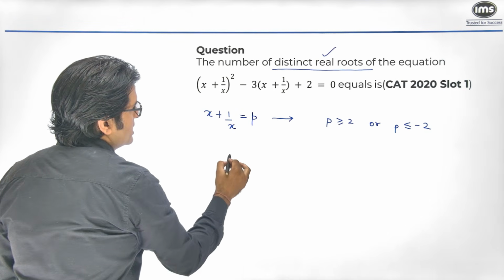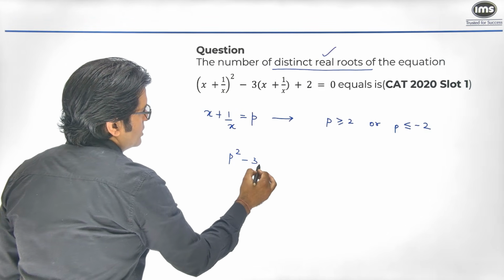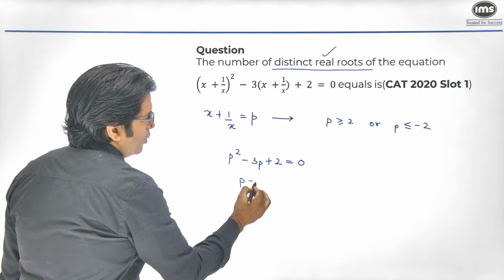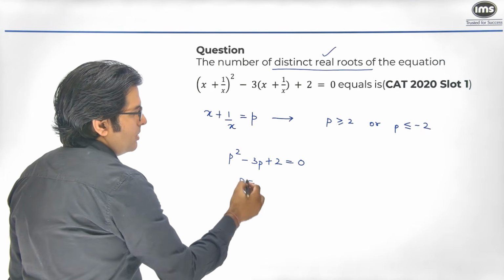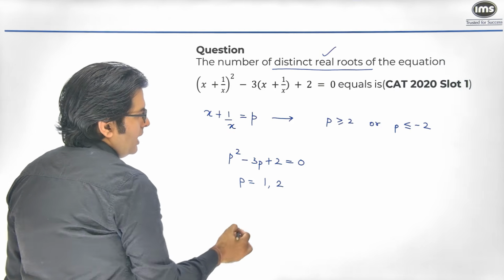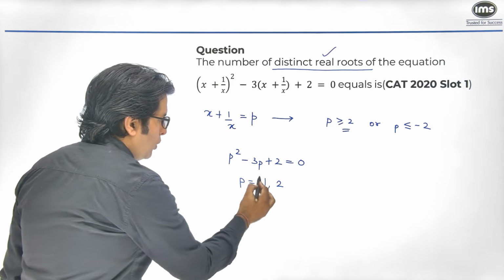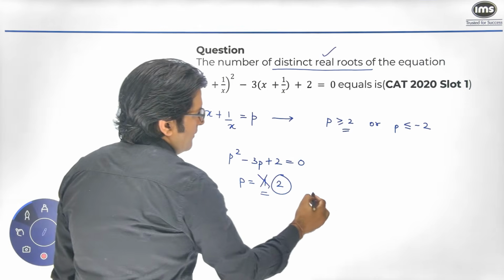So x plus 1 by x is p. Let's quickly simplify this. p square minus 3p plus 2 is equal to 0. If we solve for the roots, it's very easy. Product is 2, sum is 3. The roots are 1 and 2. Is 1 acceptable? No, because it has to be greater than or equal to 2. So the only possible solution is when p is equal to 2.